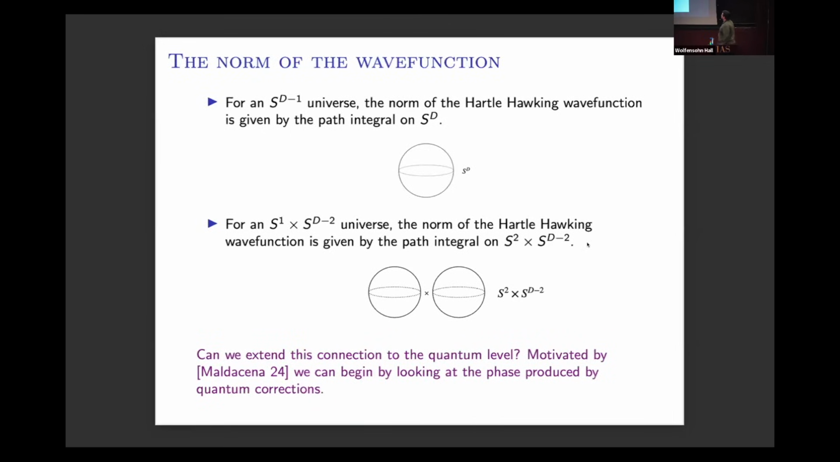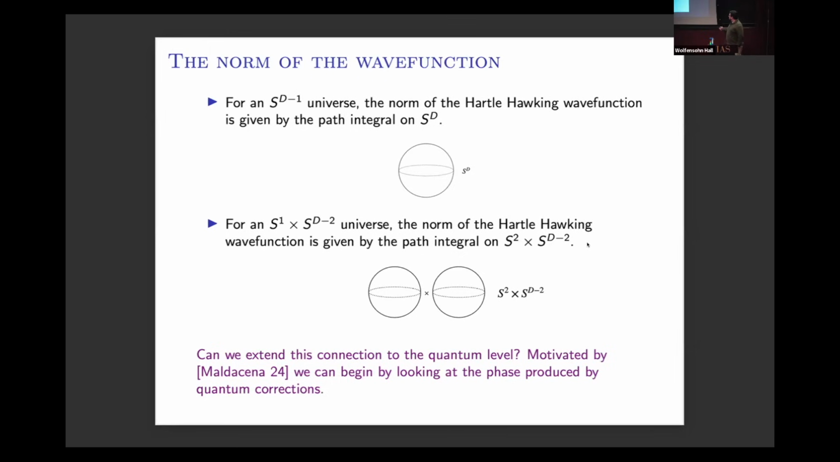So, we showed, well, the first part is well known, the norm of creating an SD-1 universe. Now I will generalize to any dimension because it's easy. The norm of the Hartle-Hawking wave function is given by the path integral on the Euclidean de Sitter, which is the sphere. For an S1 cross SD minus 2 universe, the norm is the path integral on S2 cross SD minus 2. So it would be interesting to extend this connection to the quantum level.